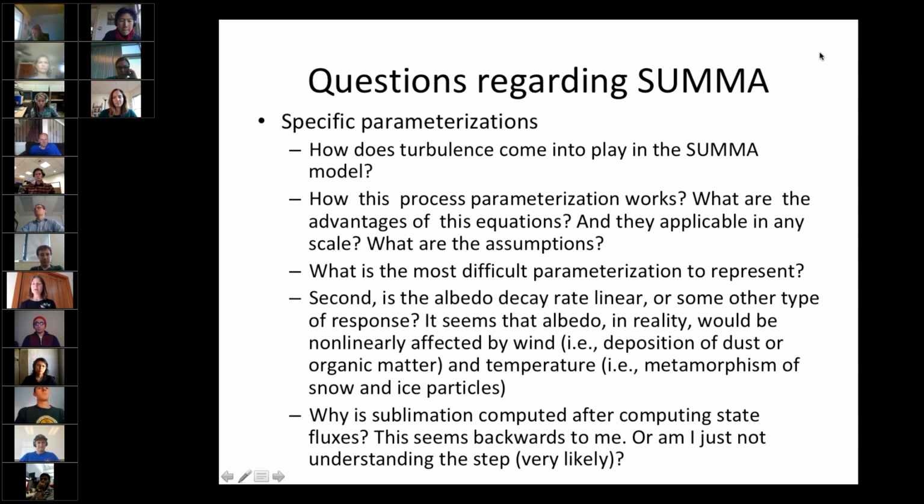What's the most difficult parameterization to represent? I don't know. Lots of them are very tricky. I think turbulence is pretty bad. After you see turbulence today, you can see if you'll go with me.